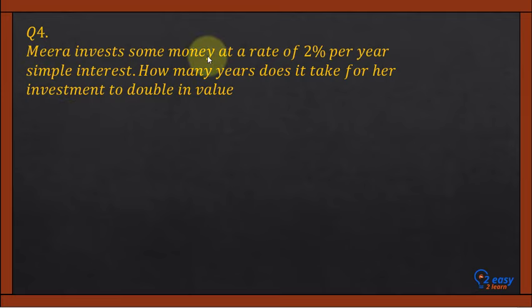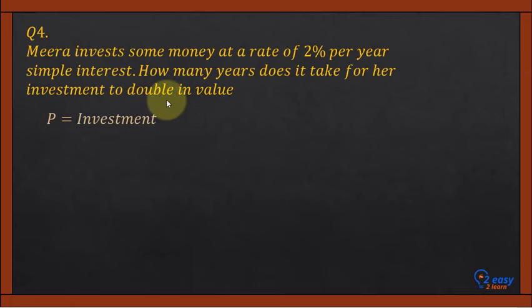Mira invests some money at a rate of 2% per year. So investment means P and 2% means R. Simple interest, so we have to apply the formula of simple interest. How many years means that we have to calculate time. Does it take for her investment to double in value? So solve it carefully. It is a little tricky question.